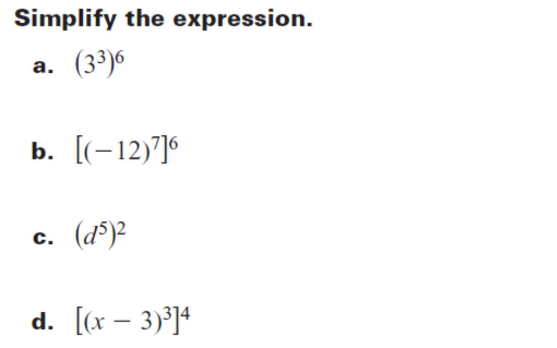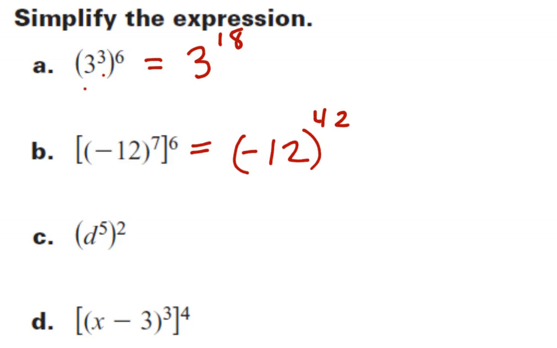Okay, the next property is to multiply powers that are being raised to another power. So the 3 to the 3rd power to the 6th power is the same thing as 3 to the 18th power. Remember, on this one we're multiplying the exponents together. So negative 12 to the 7th being raised to the 6th is the same thing as negative 12 to the 42nd power. And again, I need the parentheses around the base so that I also know that that minus sign is being raised to the 42nd power also.